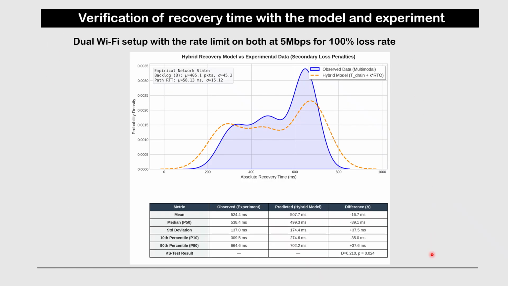This is the proof that our evaluation model closely follows the empirical, or experimental, data. Here also the experimental setup is the same as for the reinjection model. From this plot we can clearly say that our evaluation model closely follows the empirical data.